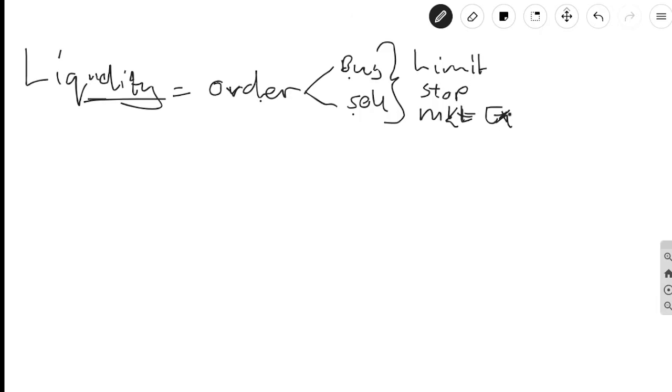Market execution orders are where you press orders instantly. The moment you press your buy button, the order is running. So we have three forms of orders in the market, which are limit orders, stop orders, and market execution. So this defines the term liquidity. Are we together?